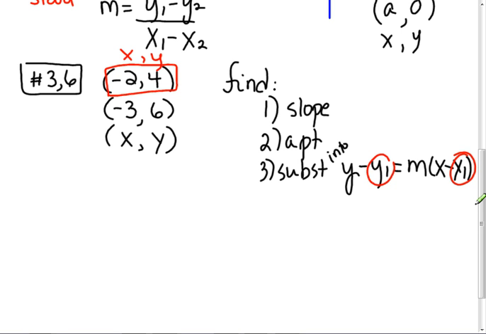Okay, Corey, do you know which one's which? It's going to be y minus the y coordinate. Which is the y coordinate here? 6. Oh, we're using the red one, though. So it's what? Negative 2 or 4? 4. Equals the slope. Slope's hard to find. And then it's x minus, and what's the x coordinate?